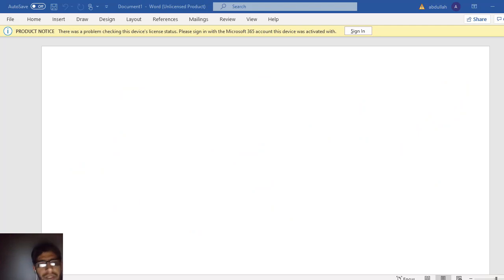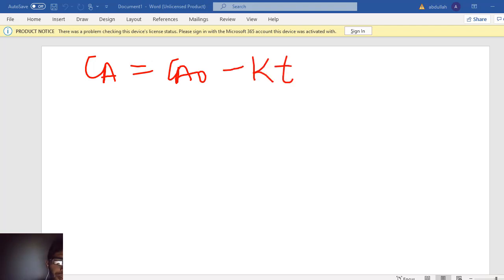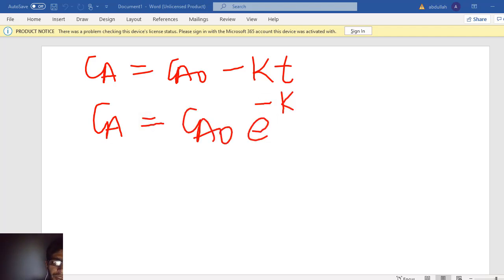So from these zero, first and second order reactions, we obtain the integrated rate laws. For the zero order reaction, the integrated rate law is CA = CA0 - kt. For the first order reaction, it is CA = CA0 e^(-kt). For the second order reaction, it is 1/CA = 1/CA0 + kt.